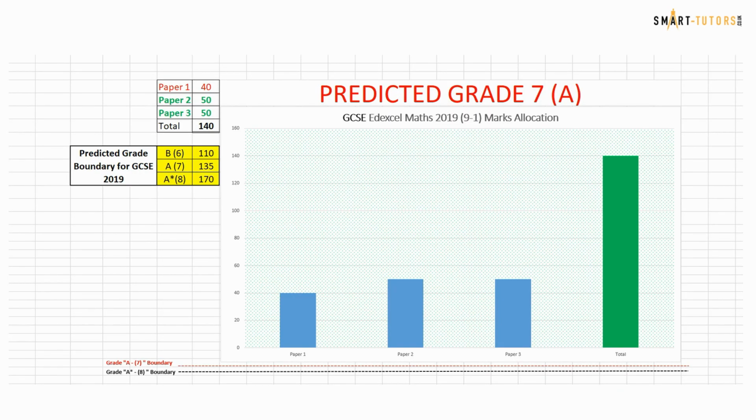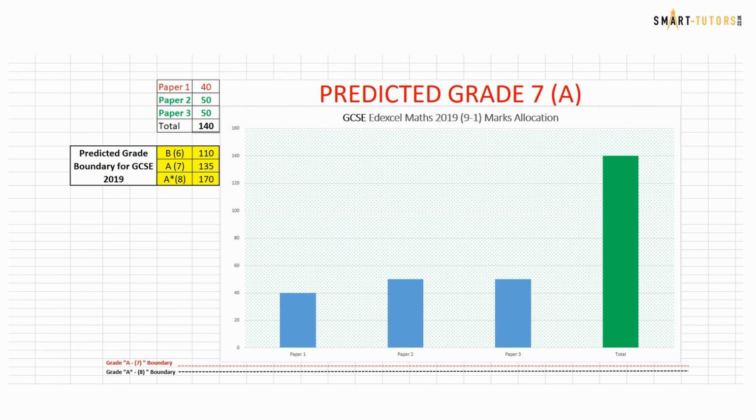Hello everyone. Before we start these questions, let's look at this chart. Our predicted grade boundaries for the maths GCSE. For the B grade, level 6, 110 marks. For A grade, level 7, 135. For A star, level 8, 170. Which means you have already completed one paper, and that is out of 80 marks.